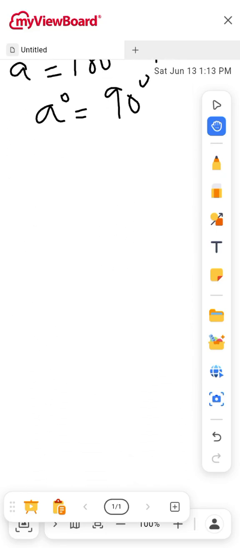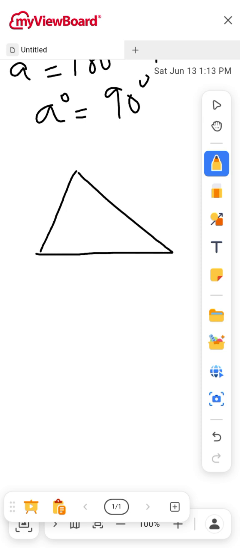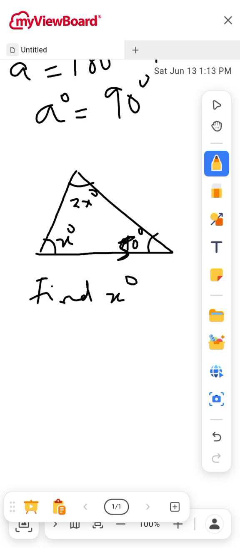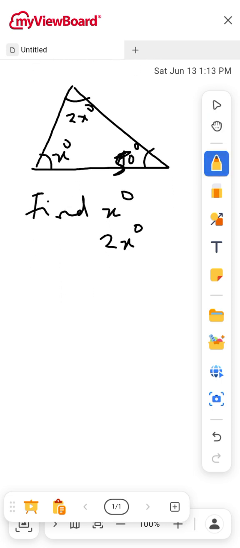Now, let us see another example. Still on that triangle, if you have something like this, I have x degrees, I have 2x degrees, and I have 50 degrees here. And the question says find x and also find 2x degrees. So let us see. This is a triangle. The sum of angle in a triangle is 180.